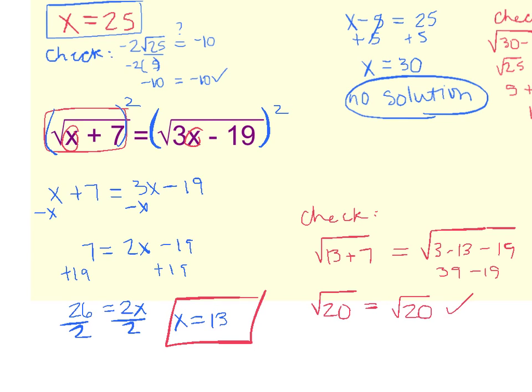So solving radical equations: isolate the radical, a square will undo your square root, and then check your answers in the end.